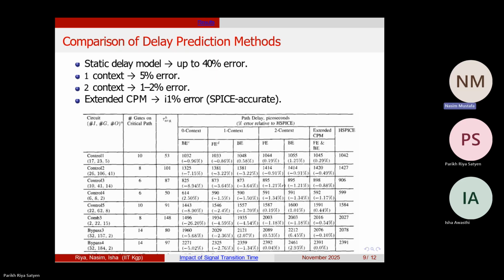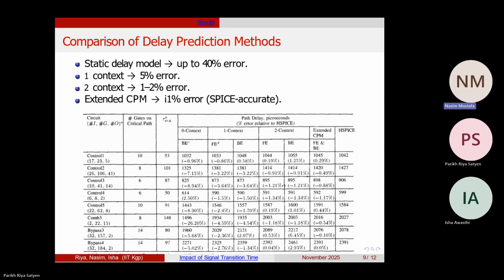Here in the slide, there is a comparison of all four delay prediction models against SPICE, which we treat as the reference. The first thing we see is that the static fixed delay model performs the worst because it can underestimate path delay by almost 40%. Once we add even a small amount of local context, the accuracy improves dramatically. The one context model brings the error down to around 5%, and the two context model gets extremely close to SPICE, within 1 to 2%.